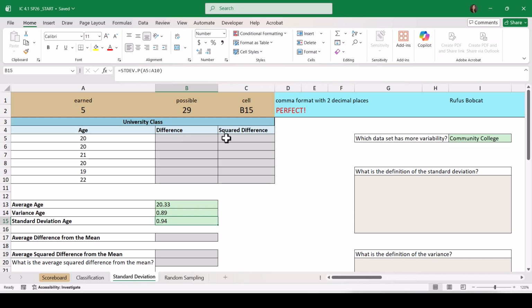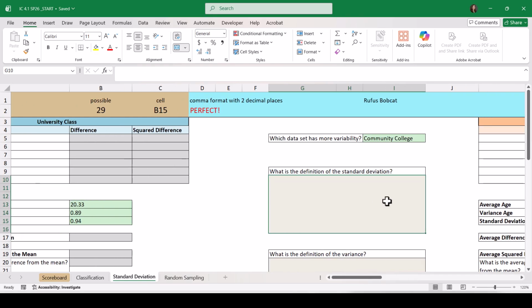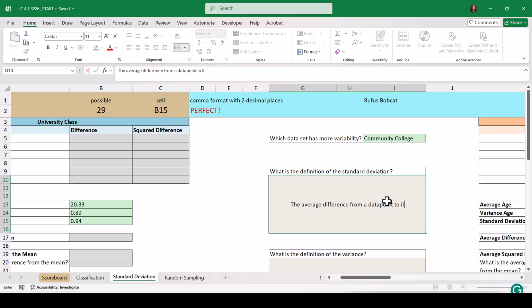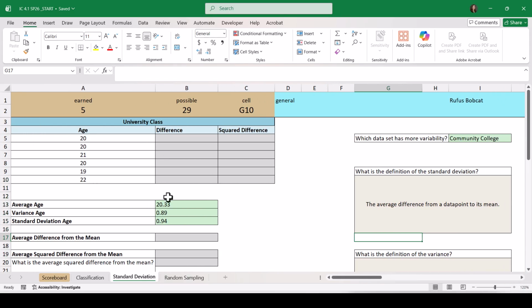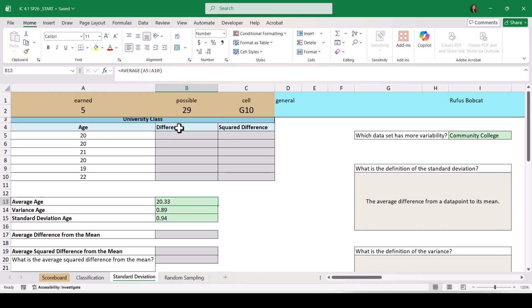So the standard deviation, I'm going to write the definition over here. The standard deviation is the average difference from a data point to its mean. So again, for the university class, the average or the mean is 20.33. So we want to see what's the average difference. So on average, how much are students away from that mean of 20.33? And it looks pretty small. It's going to be about 1.